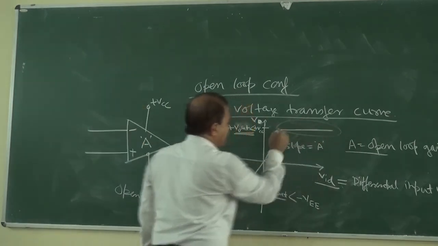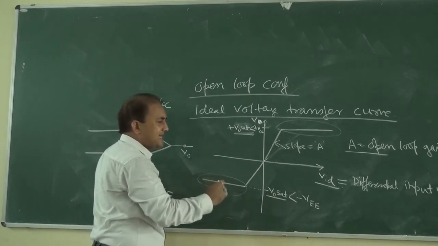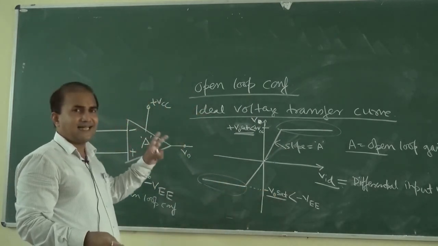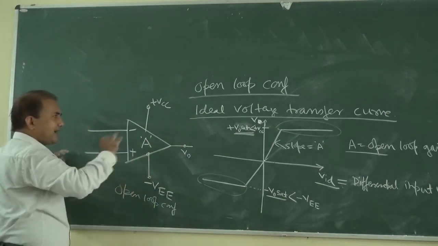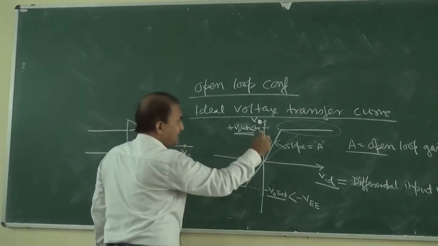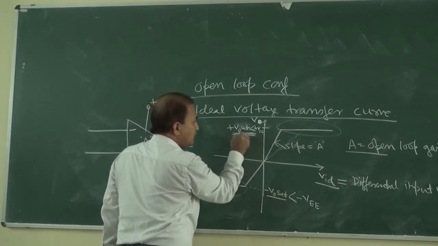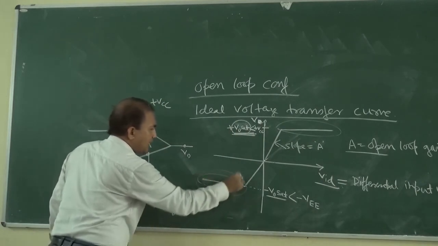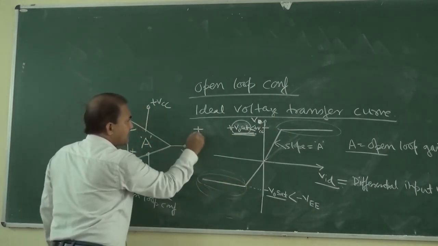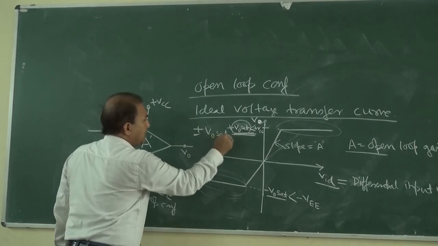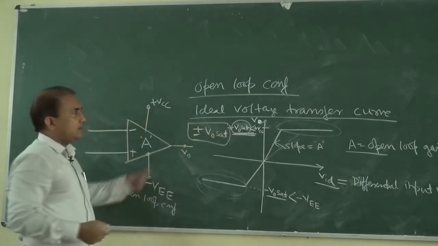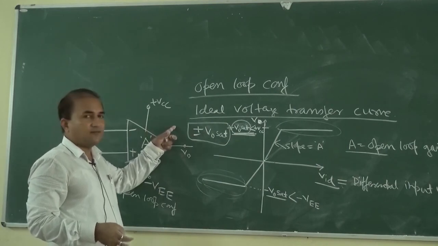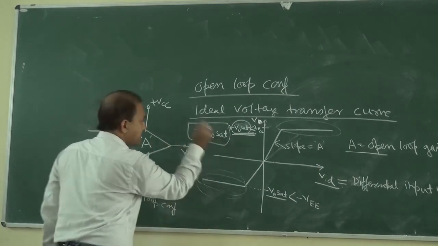This is the maximum V sat, and this is the minimum V sat, minus V output sat. So we can see that it cannot amplify the signal more than plus V output sat. Similarly, the output of the operational amplifier in open loop configuration will saturate to plus or minus V output sat.